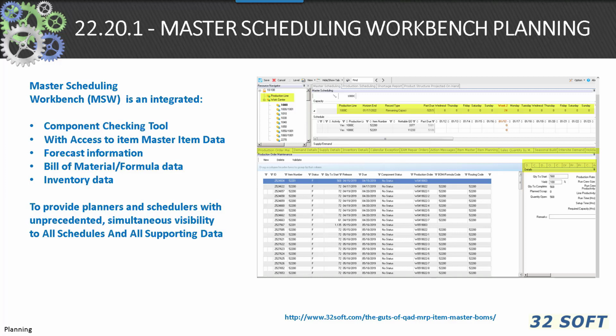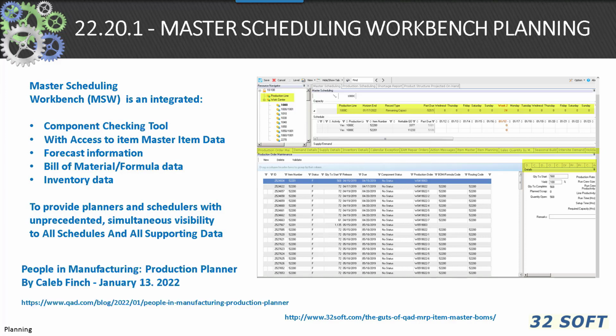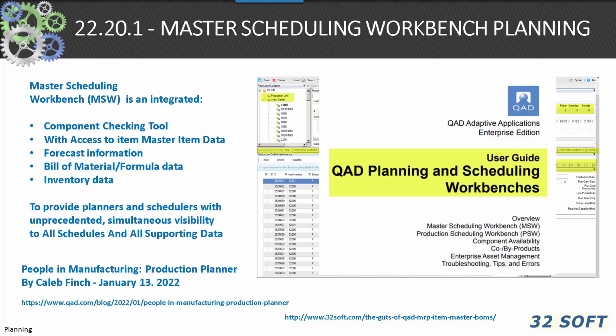The new Master Schedule Workbench is a tool that you're going to want to learn how to use. MSW is an integrated component checking tool, gives you access to item master data. You can update forecast information, manipulate bills of material, production orders, work orders, inventory data, all in one screen. You need to know how to use this, especially in a recall environment. Read the user guide.